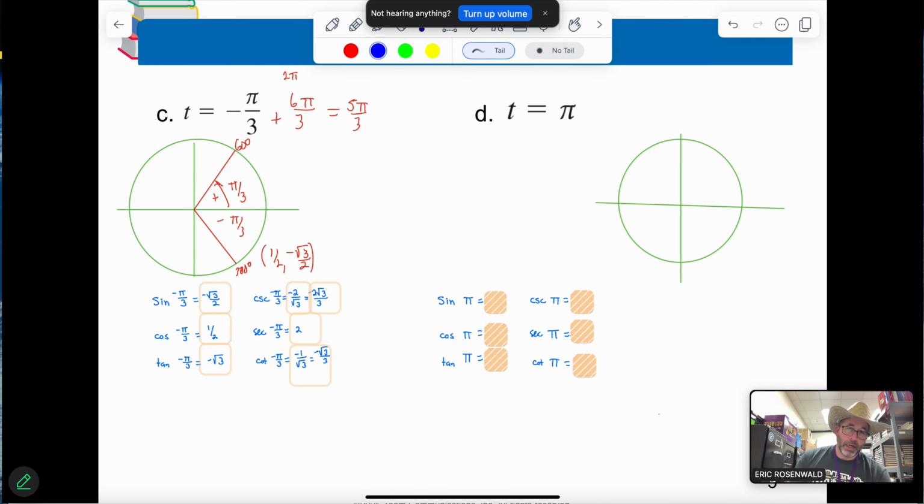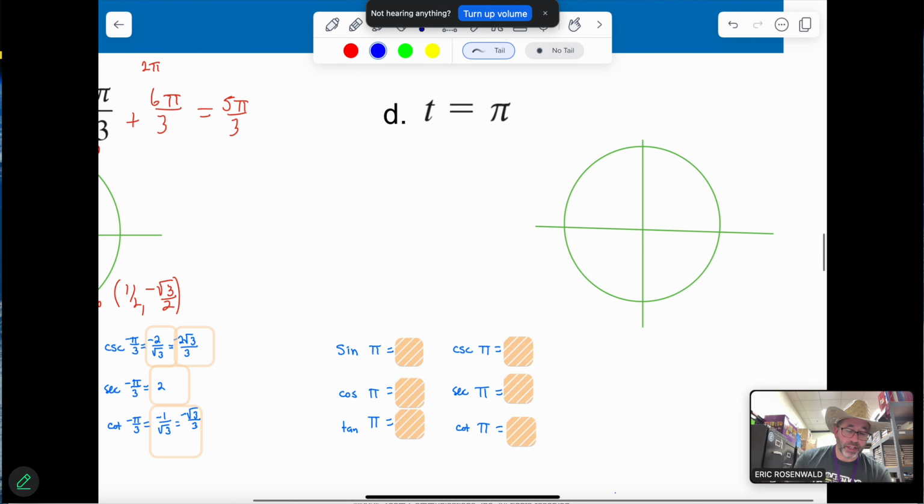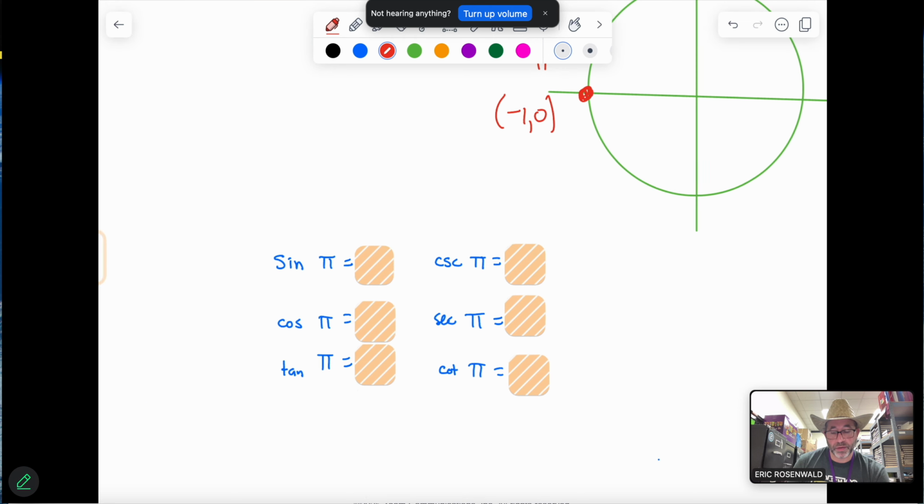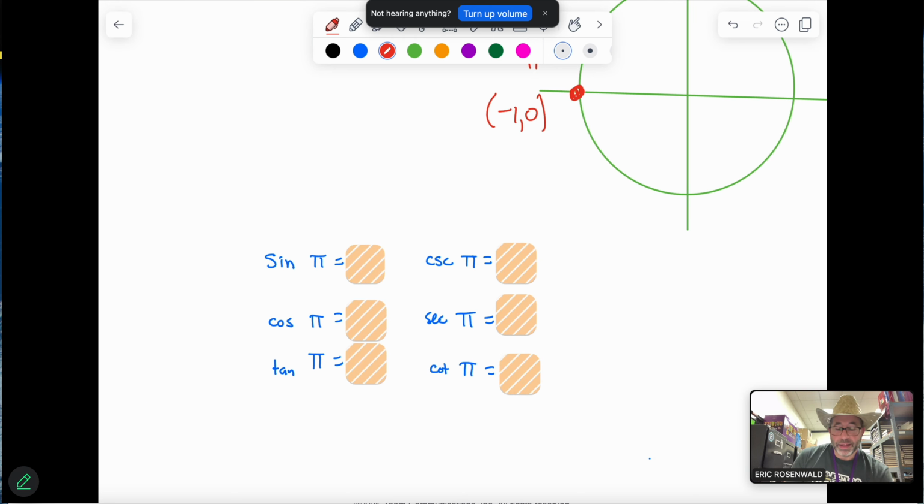Okay? All right, let's look at a quadrantal value, which is pi. Pi, when we look at that coordinate right there, is going to be right at this spot. Okay, and that coordinate there is the negative 1, 0. Nothing changes. Just because it's a pi doesn't matter. We're still going to be able to do this. The sine of pi is just equal to 0. That's the y value. X value is negative 1. And then we do 0 divided by negative 1 is just going to equal 0.